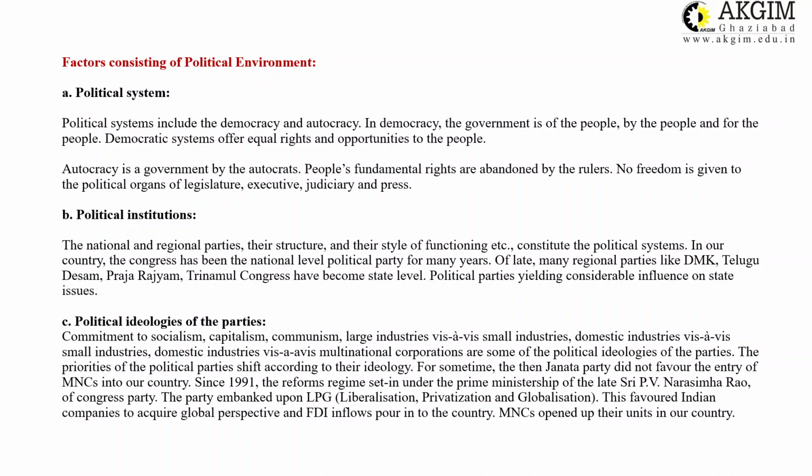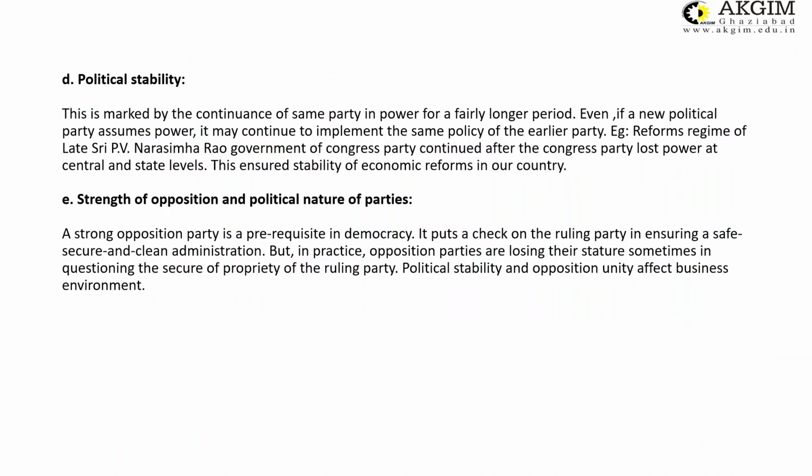So these political ideologies decide the various political decisions, and decide about the various important policies that are made by the ruling party in that country. So it is again very important for us as businessmen to check out the political ideologies of the parties that are in power. Political stability, as I told you earlier also, is one important component of the political environment to check out.